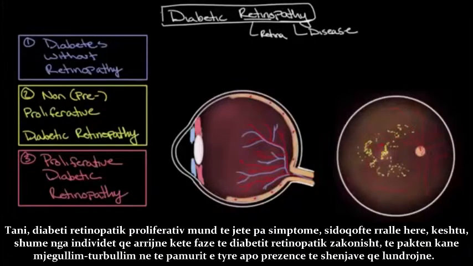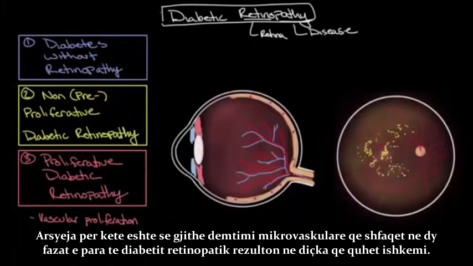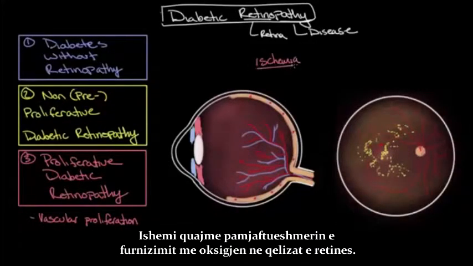Now, proliferative diabetic retinopathy can be asymptomatic, however, it's pretty uncommon. So most individuals that reach this stage of diabetic retinopathy will have at least blurry vision or the presence of floaters. And as its name suggests, proliferative diabetic retinopathy is characterized by vascular proliferation within the retina. The reason for this is that all of the microvascular damage that occurs in the first two stages of diabetic retinopathy results in something called ischemia. And ischemia is a lack of oxygen supply to the cells of the retina.